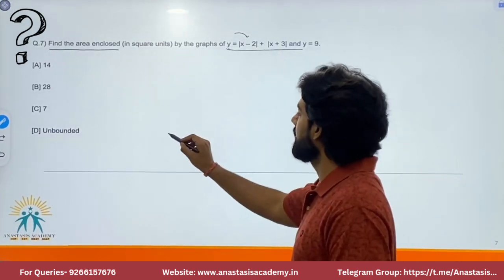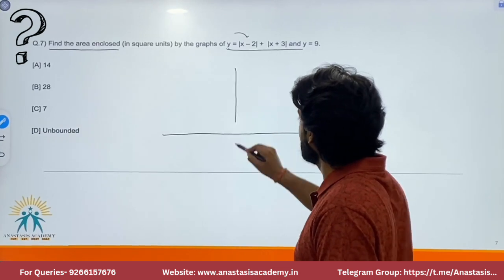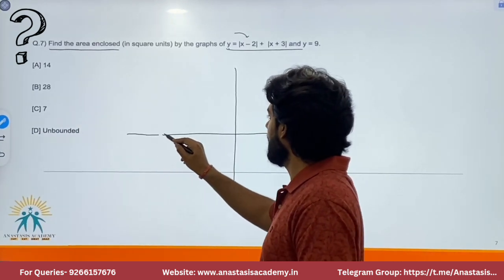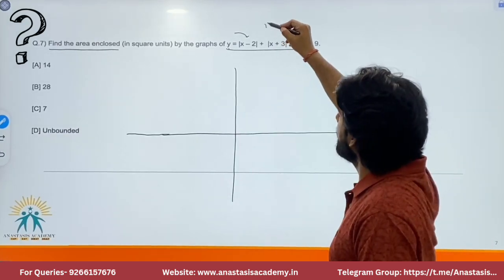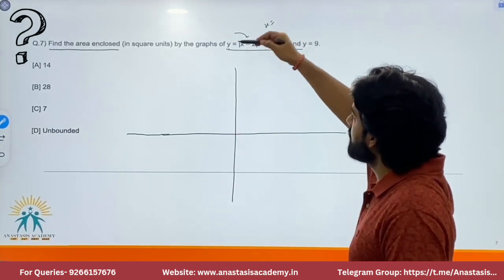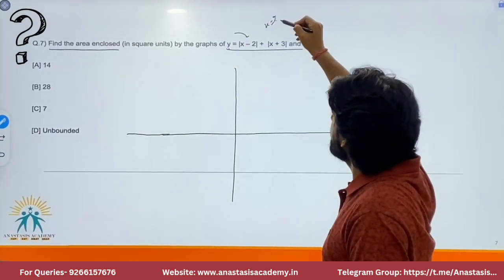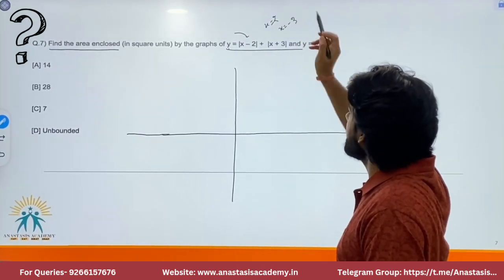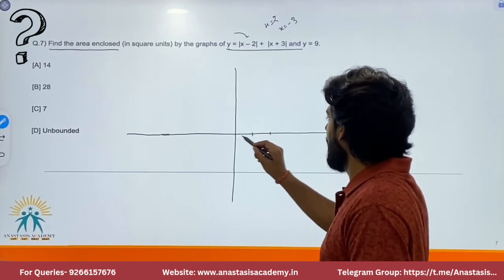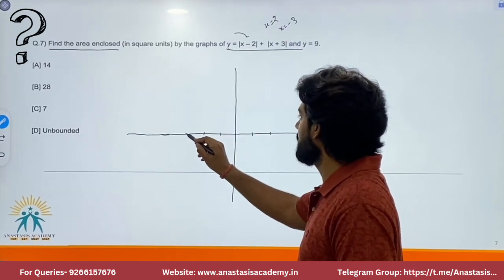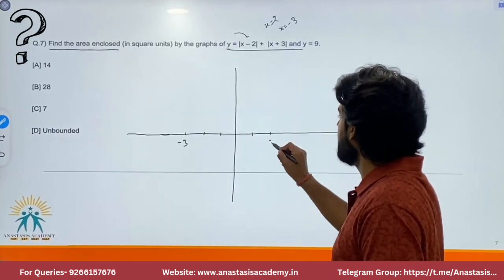So the critical points for this graph are 2 and minus 3. Critical points are when a modulus is 0, or when the expression inside the modulus changes sign, which is x equal to 2 and x equal to minus 3. So I'm taking this as 1, this as 2, and this as minus 1, minus 2, and minus 3. This is the critical point minus 3, and the other critical point is 2.